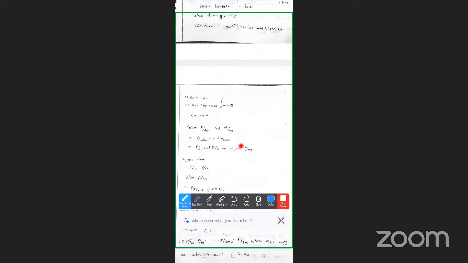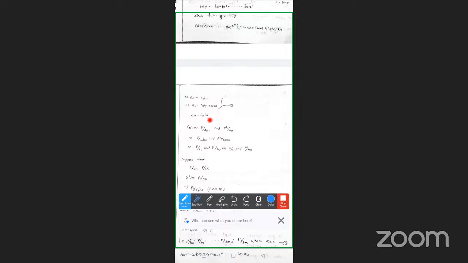So next we can compare coefficients. A naught is equal to c naught b naught. A1 is equal to c naught b1 plus c1 b naught. So next, an is equal to cr into br. After multiplication of these two polynomials, we can compare both sides. So we are getting a naught equal to c naught b naught, and a1 equal to c naught b1 plus b naught c1. So next, an is equal to br into cr.